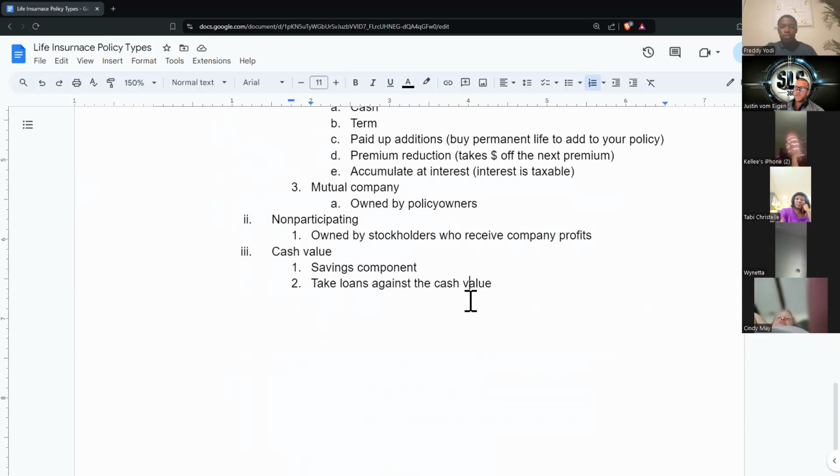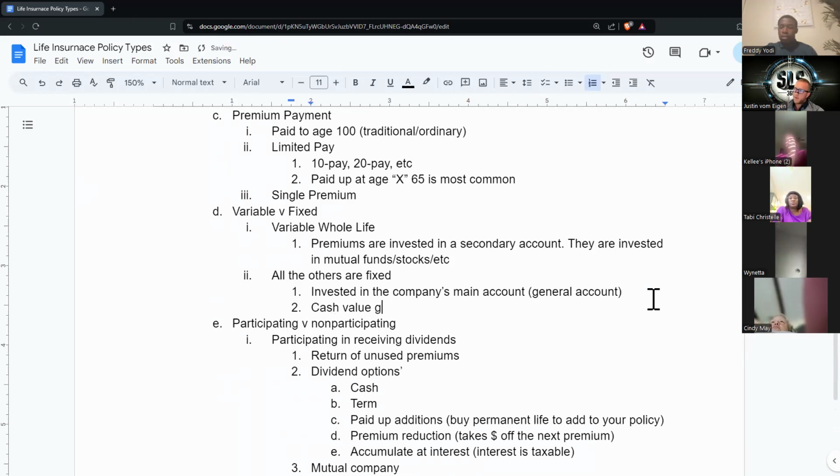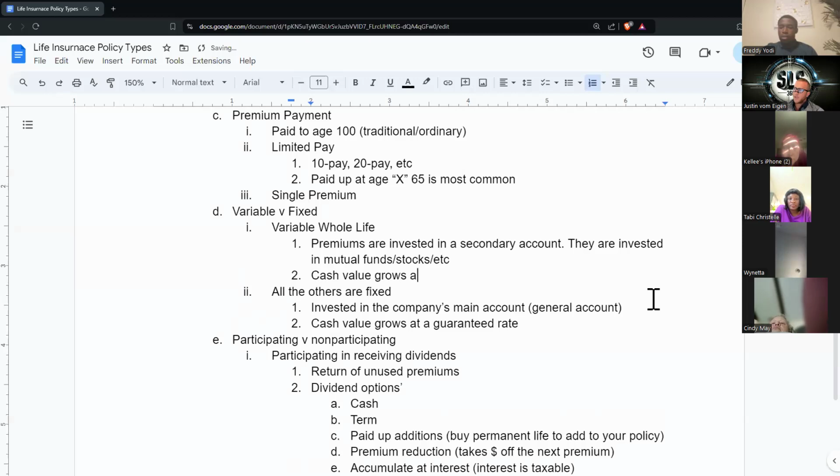All right, so cash value, it's the savings component, grows over time. You can take loans out against the cash value. It increases over time. So as time goes on in your policy, you get more and more. We went over dividends. Cash value for ordinary whole life typically grows at a guaranteed rate. Cash value for variable life grows at a variable rate, depending on the stock market.